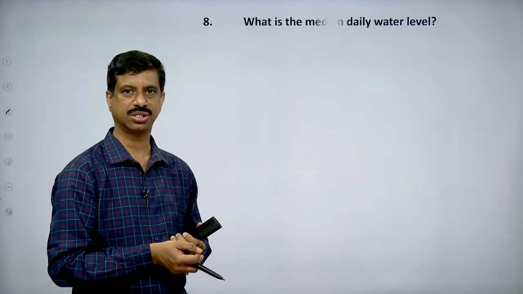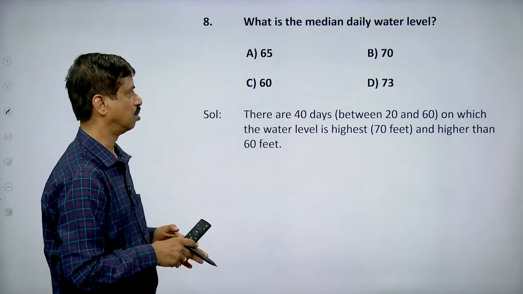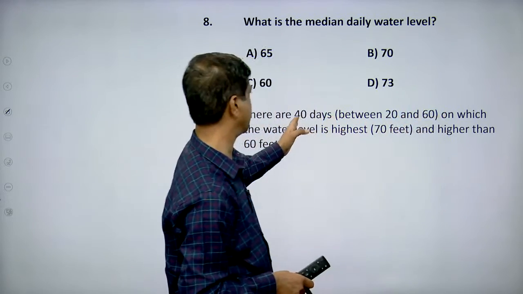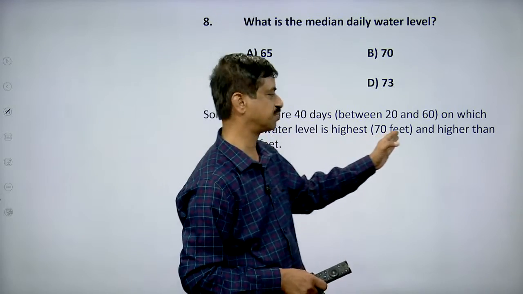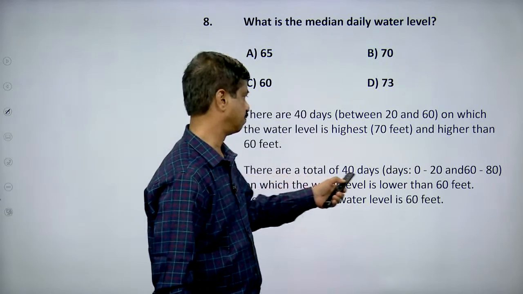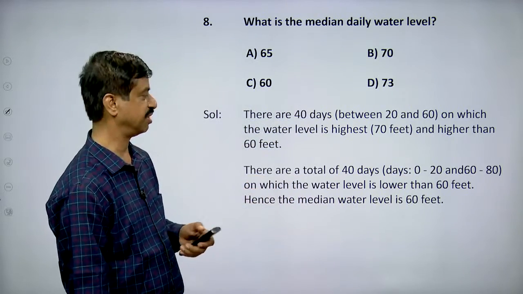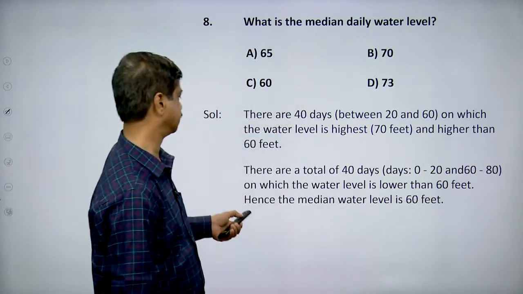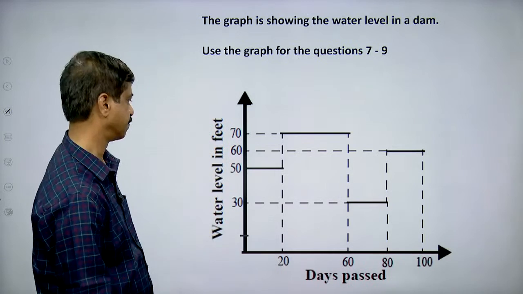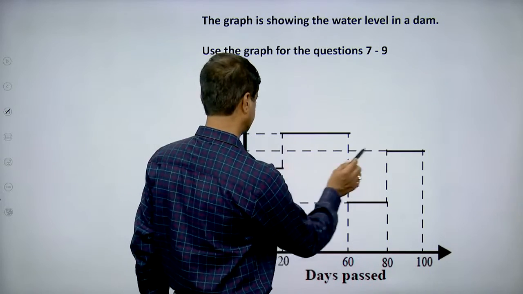Right, children? So let us go to the next question. What is the median daily water level? There are 40 days from 20 to 60 where the water level is highest, which is 70 feet. That is higher than 60 feet. From 0 to 20 we have something at 50 feet. 50 feet is lower than 60 feet. Hence the median of the water level is 60. Why are we looking at 60, children? Please look at this. 60 feet is in between these two values.